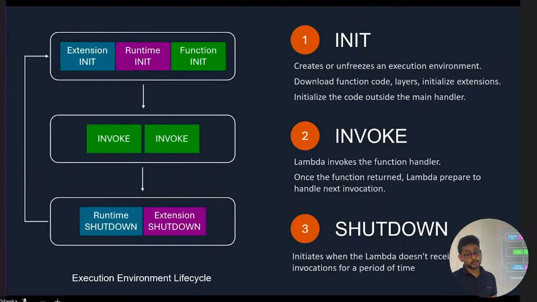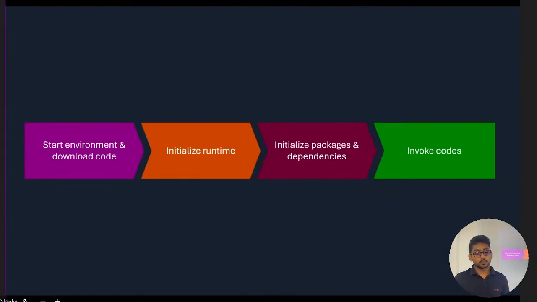Based on this, you can see there are two types of starts that can happen when invoking a function. So these are the four steps that we can divide the life cycle into. The first one is start environment and download the code, and the second is initialize runtime. The third one is initialize packages and dependencies. This is where all the packages and your other libraries are initialized. And the fourth phase is the invoking phase.